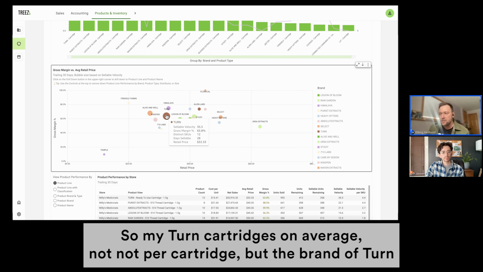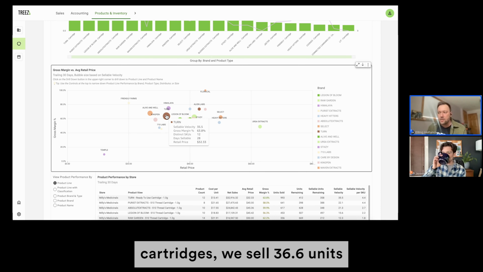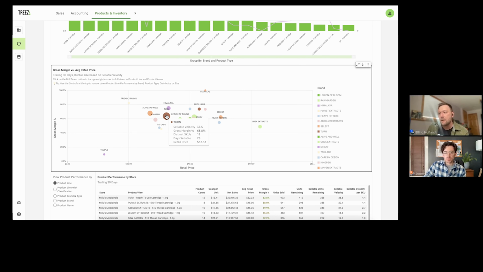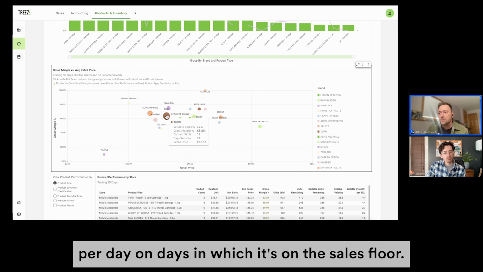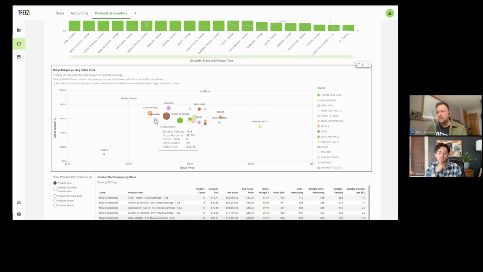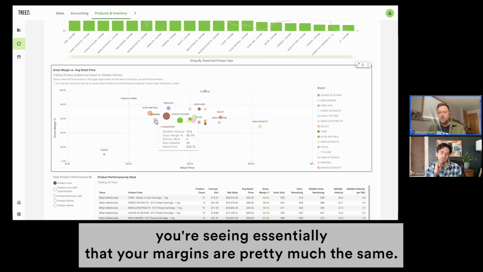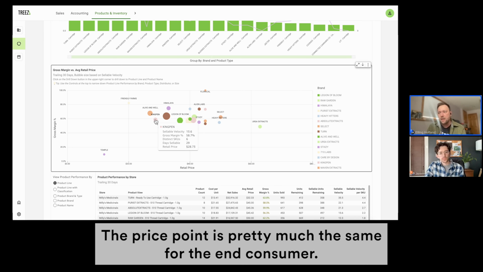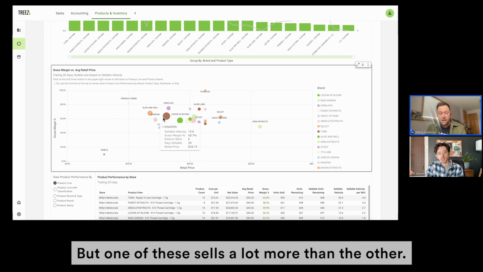So my turn cartridges, on average, not per cartridge but the brand of turn cartridges, we sell 36.6 units per day on days in which it's on the sales floor. If you see a big bubble like turn right next to Kingpen here, you're seeing essentially that your margins are pretty much the same. The price point is pretty much the same for the end consumer, but one of these sells a lot more than the other.